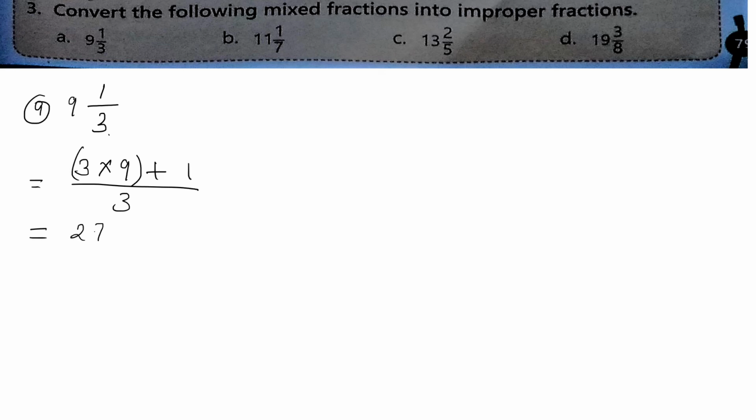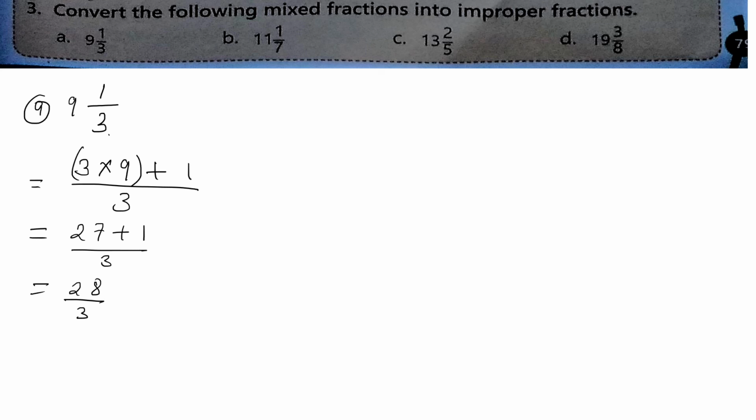Now question number 3. Convert the mixed fraction into an improper fraction. Here we have to convert it into an improper fraction. Number A, 9 whole 1 by 3. So you just give one line, write this 3 here, 3 again and write here 9, keep the bracket plus 1. So 9 3s are 27 plus 1, 28 by 3.